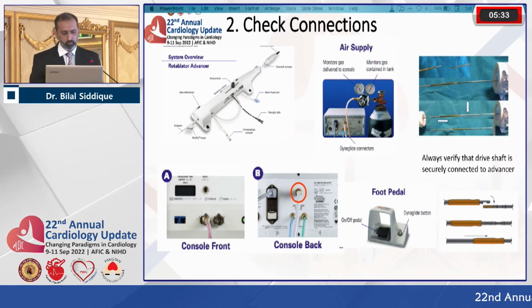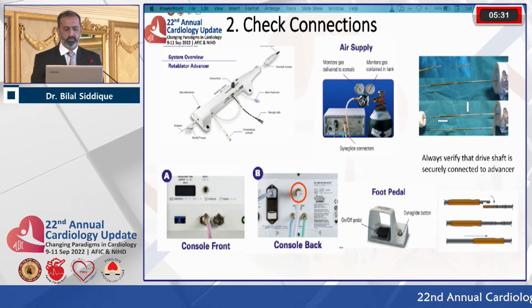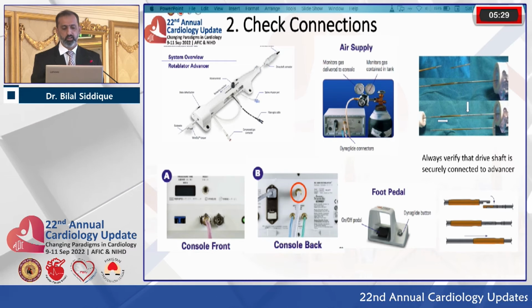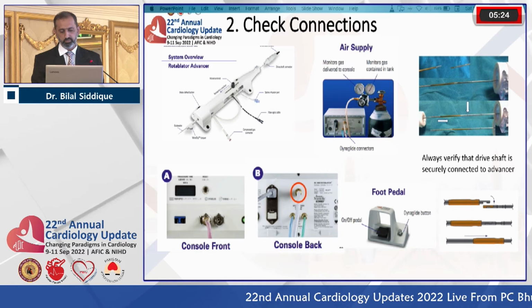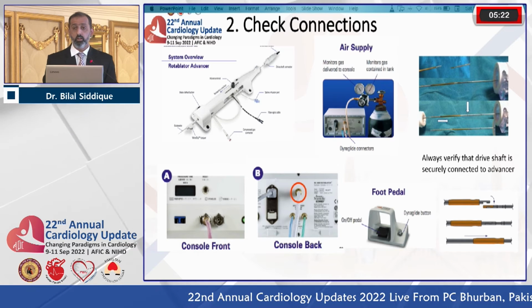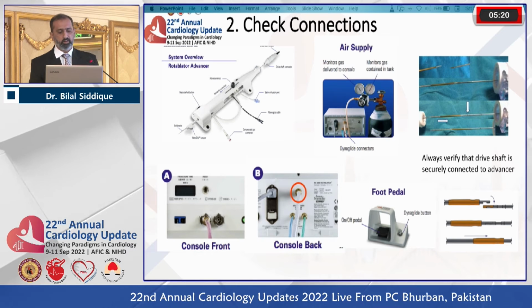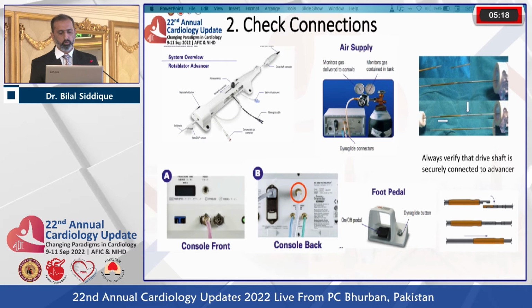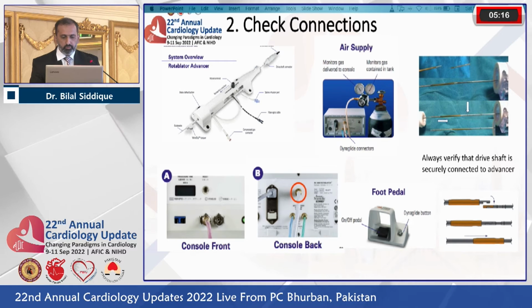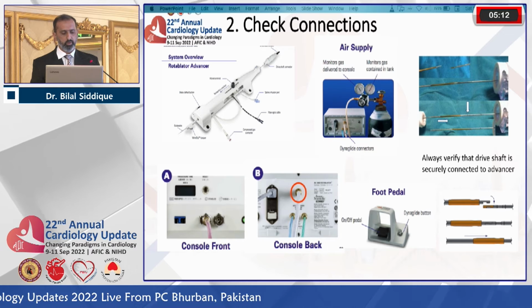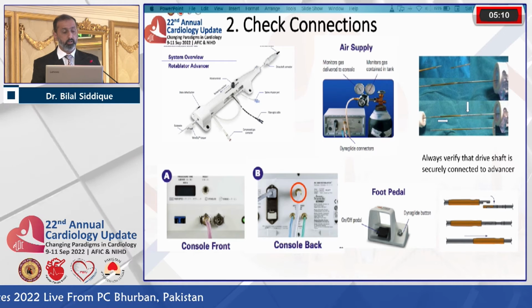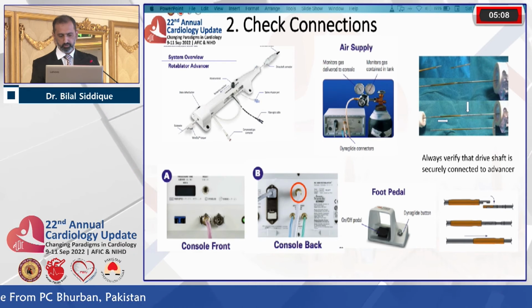Before starting with the rotablation, check all the connections. Check the advancer, check the air supply, check if the pressure in the gas cylinder is more than 500 psi so that it can deliver at least 90 to 110 psi to the console. Always verify that the drive shaft is securely connected to the advancer. Check the front and back connections of the console and check Dynaglide once at least before using this.